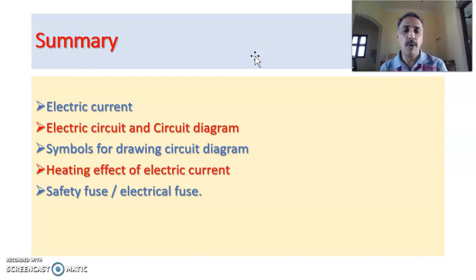So, in summary, in this video we have seen electric current, we have seen circuit diagram, how to draw a circuit diagram with standard symbols, and we have seen one effect called the heating effect of the electric current and the application of this heating effect of the electric current, that is the safety fuse or electrical fuse. In the subsequent videos, we will be discussing the electromagnetic effect of the electric current.